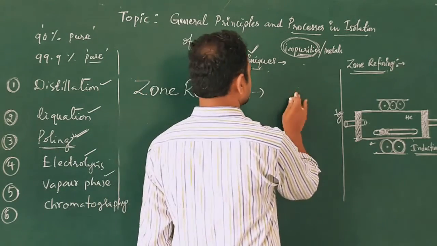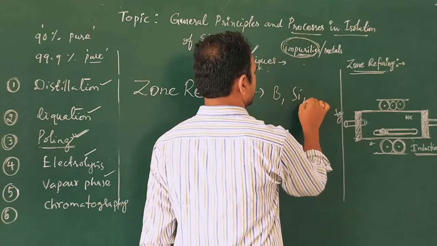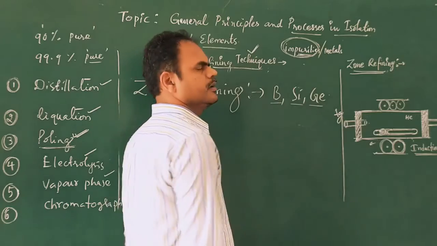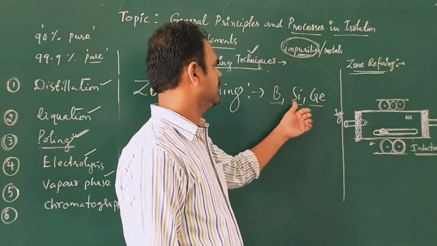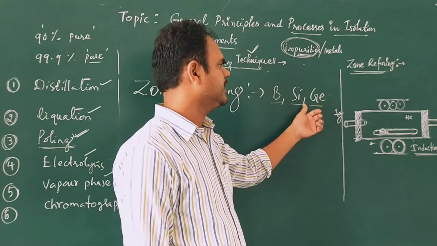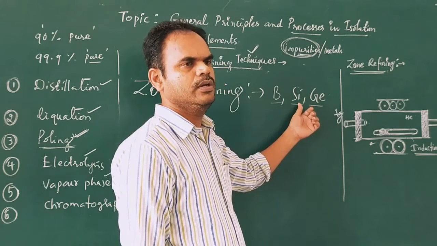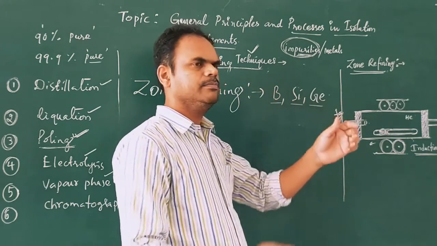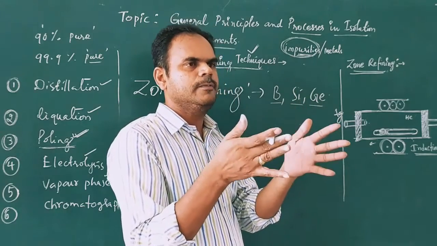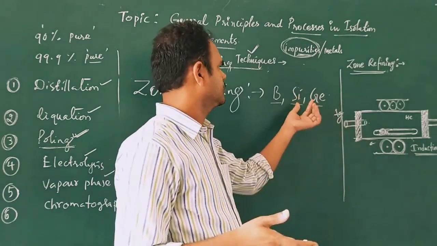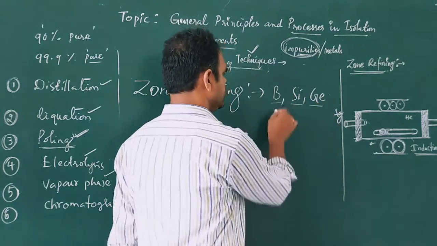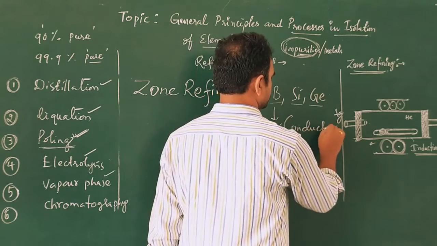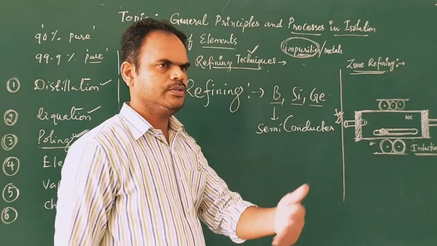This zone refining technique is applicable to boron, silicon, germanium. Can anybody tell what these elements are? Metalloids or semiconductors? Silicon and germanium are the elements which are ruling the world, the computer world we say. We need these in the form of pure semiconductors, in the preparation of diodes and transistors.